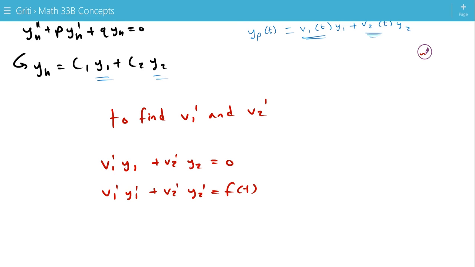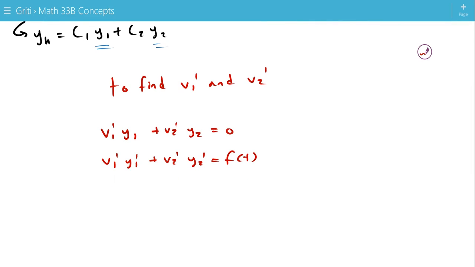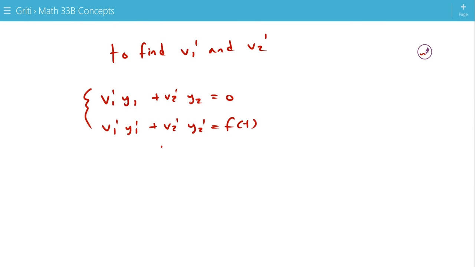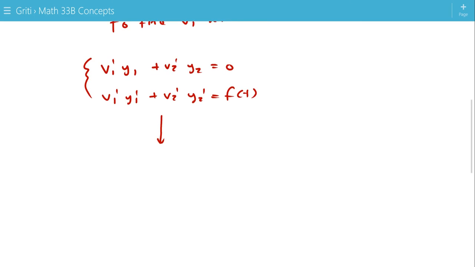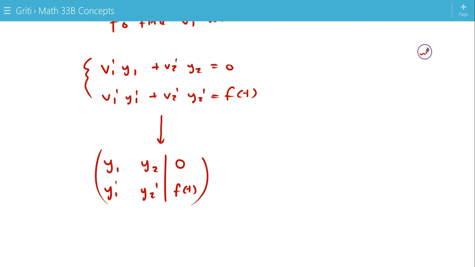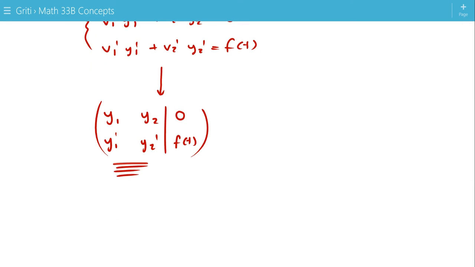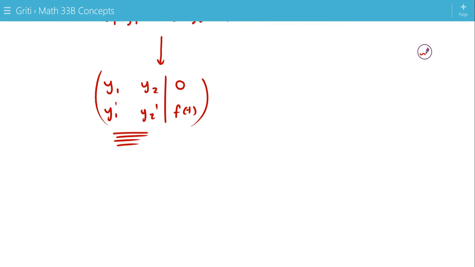f of t. I won't go into why this system gives us v1 prime and v2 prime. We're just going to assume that it works, and it usually does. If we write this in matrix form, we'll have y1, y2, y1 prime, y2 prime, and 0 and f of t. This matrix is actually the Wronskian of the two functions y1 and y2, if you notice, but that's not that important.